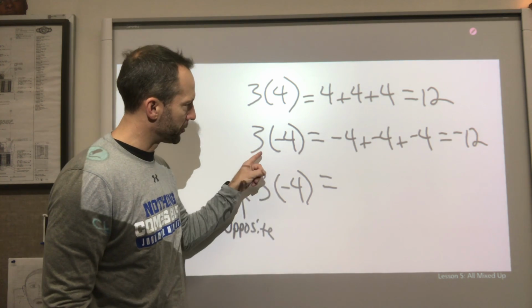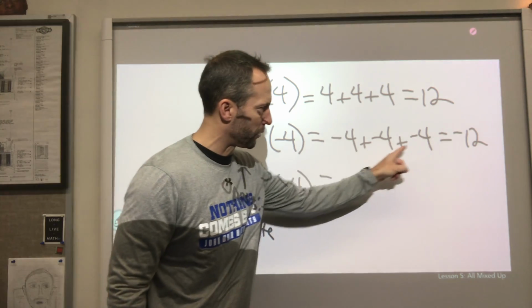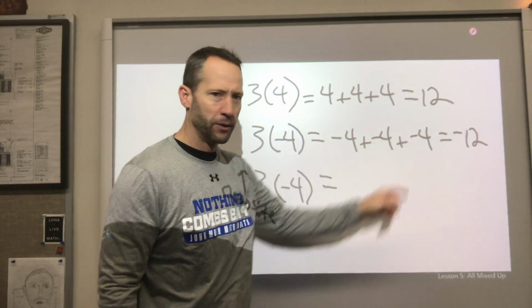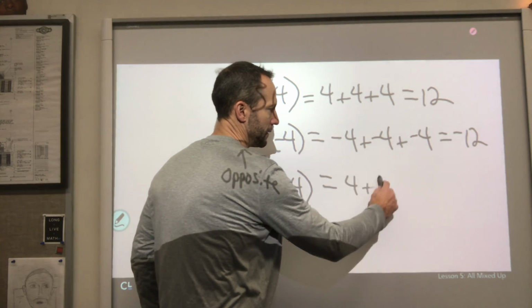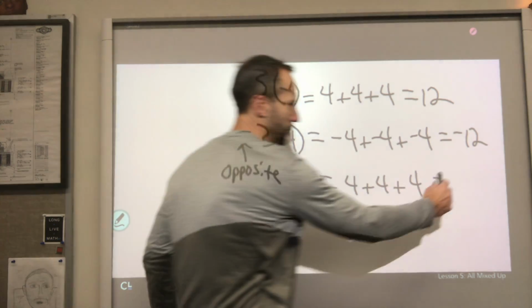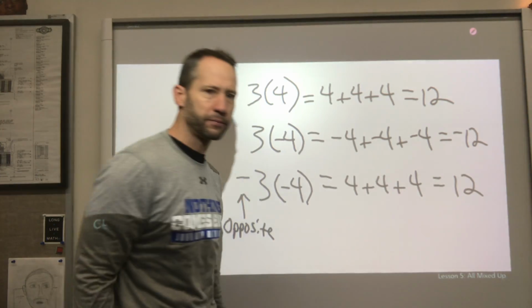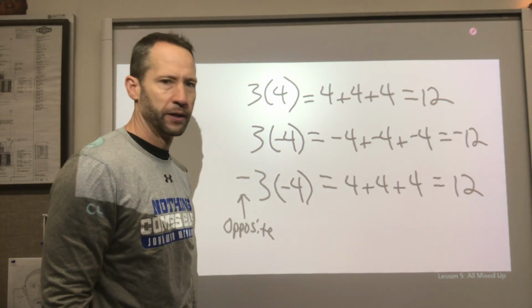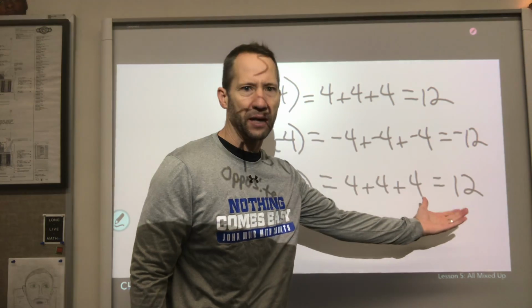Remember, just a moment ago, we did 3 groups of negative 4. Here's what 3 groups of negative 4 looks like. So the opposite of that would actually be the same as what we did above, and we would get a positive answer. So we saw that when we multiply a negative times a negative, we end up getting a positive.